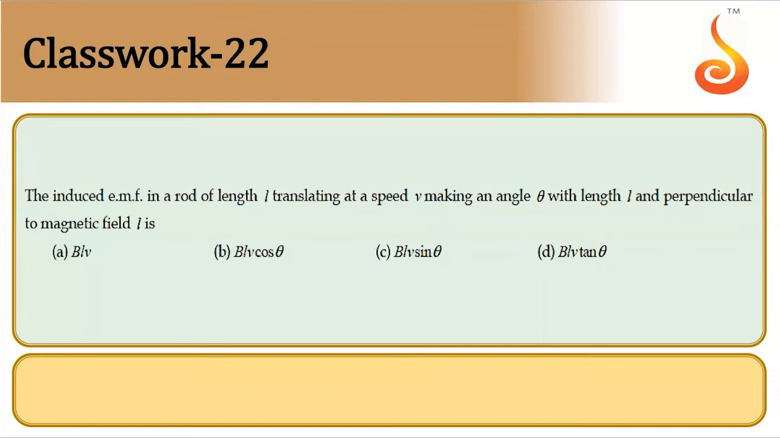So it must be motional EMF. You know that motional EMF is BLV sin theta. If the angle between L and B is 90, then sin theta becomes 1, it will become BLV. So it must be option C, BLV sin theta. This is also a direct question. Yes, hope you have taken this. Shall move on to the next.